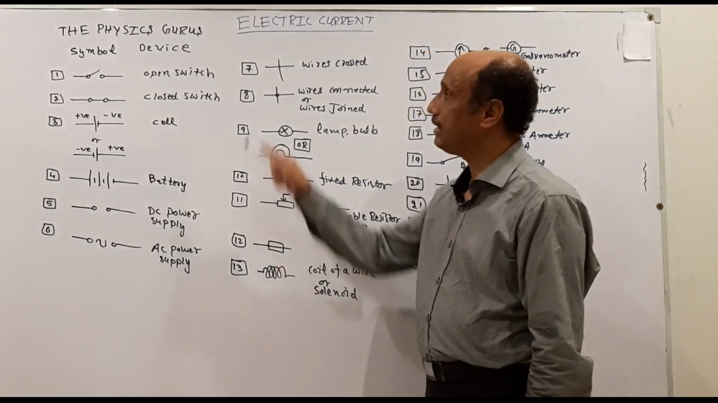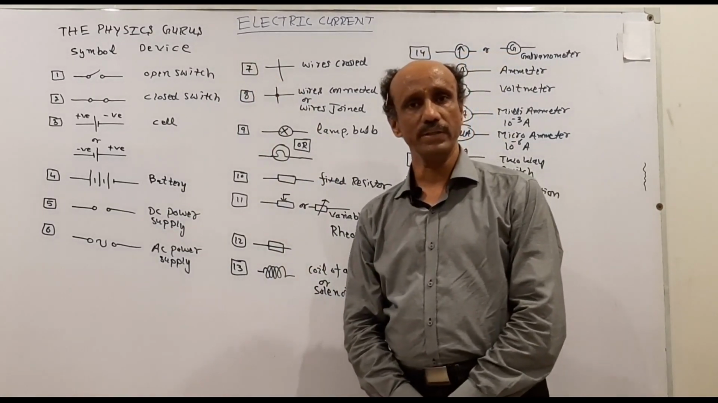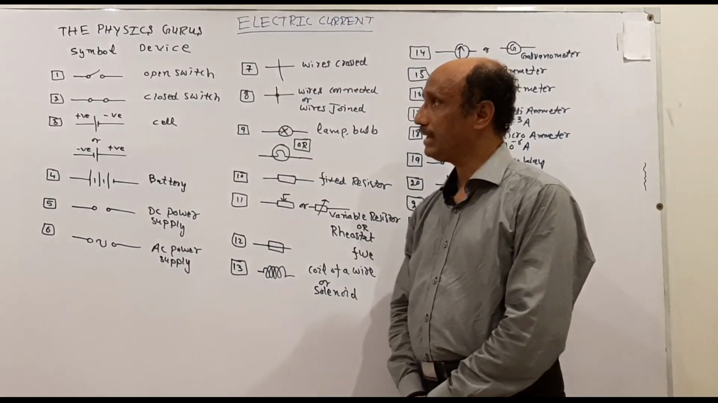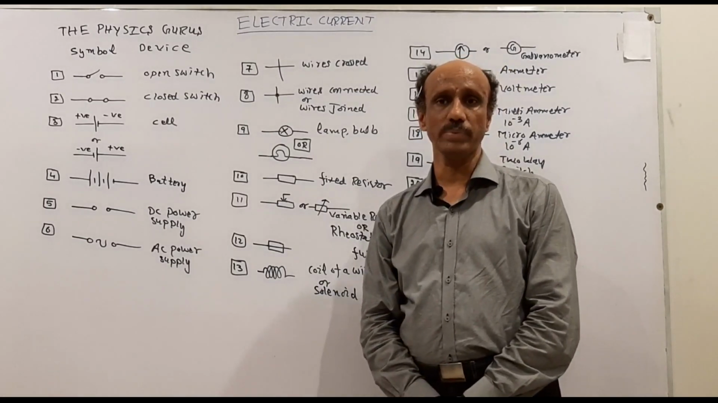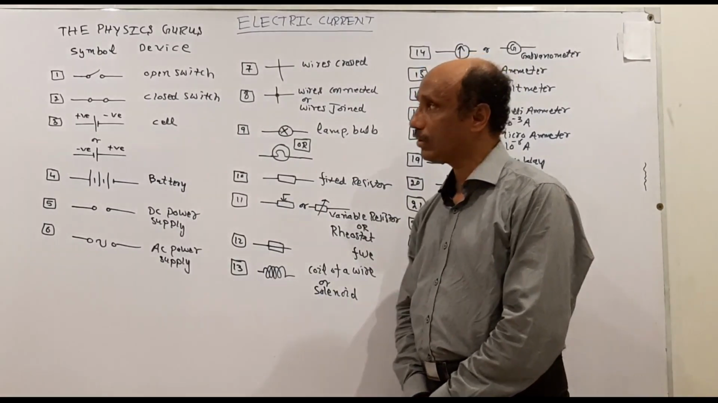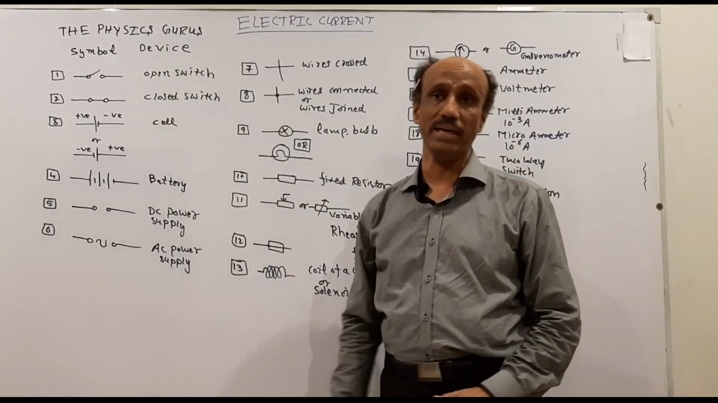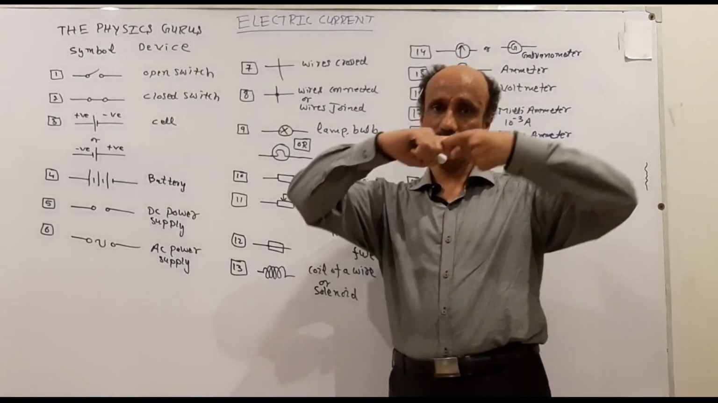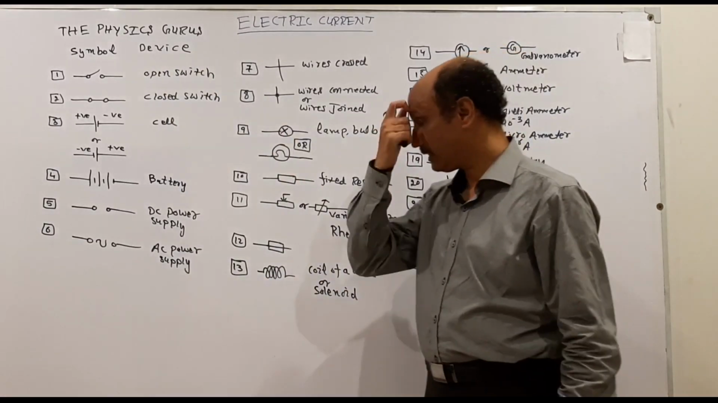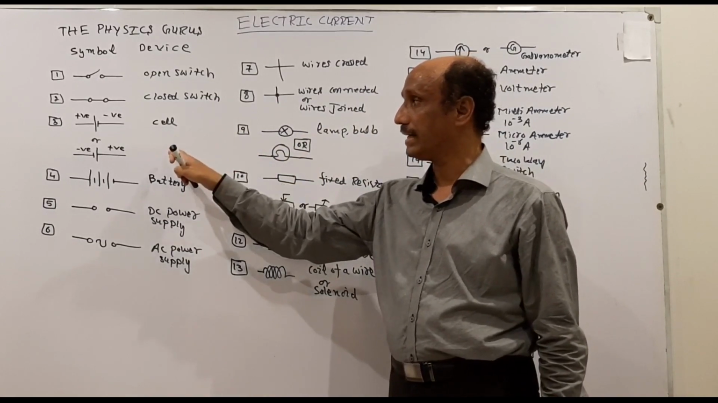The first symbol which we have used is the open switch. When the current is not passing through the circuit, it means that the switch is open. The second symbol is the closed switch. Switch is closed means that now the current is passing through the circuit. The difference between the open and the closed switch is that in the case of the open switch, the lever will be in the upper direction, and in the case of the closed switch, the lever will be joined with each other like this.